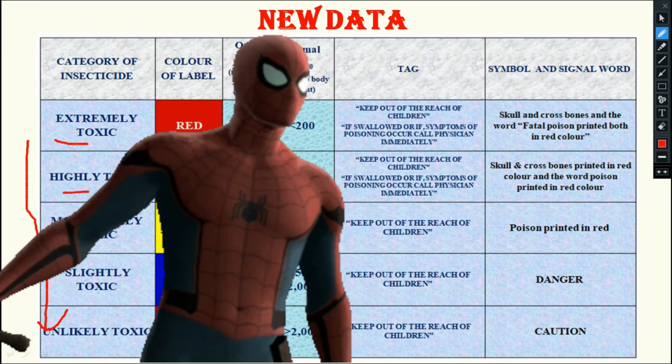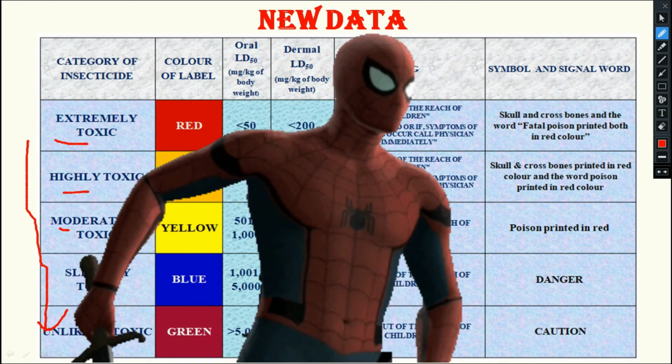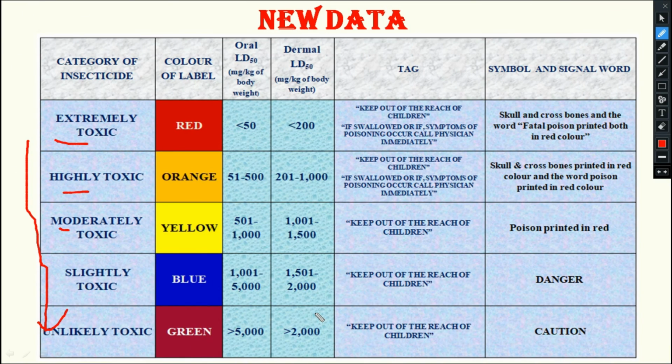Getting my point? So this is what your values show. That means you can easily understand now, and you have got the proof, that as the toxicity increases, LD50 value decreases. As the toxicity decreases, LD50 value will increase. They are inversely proportional to each other.